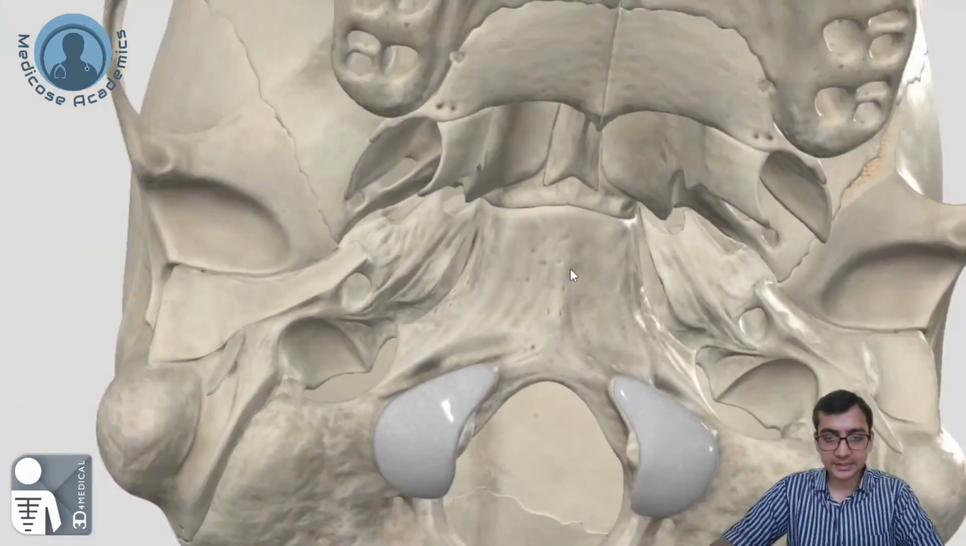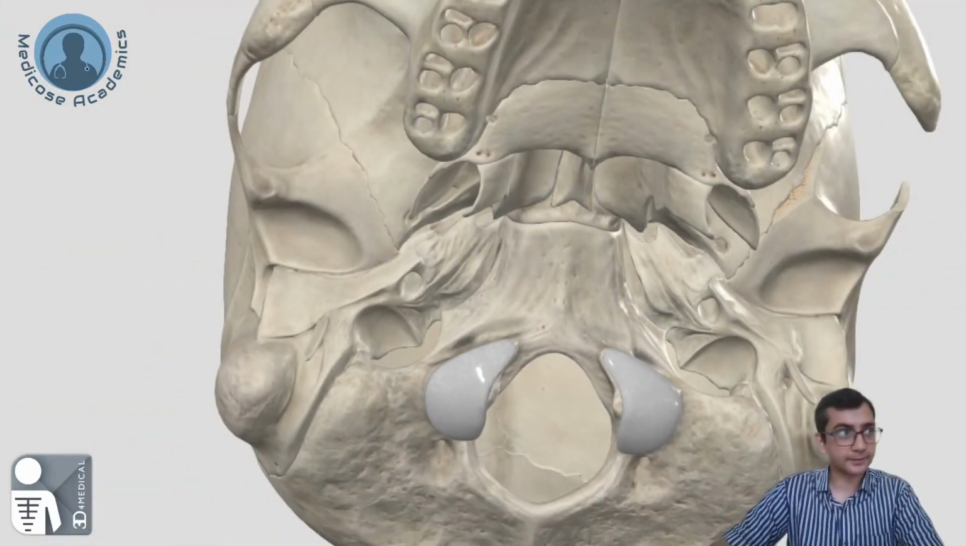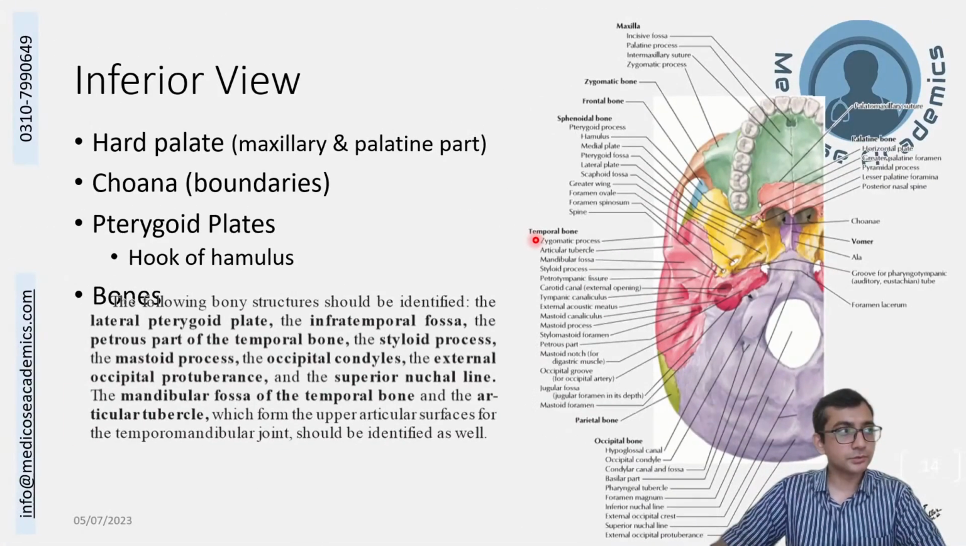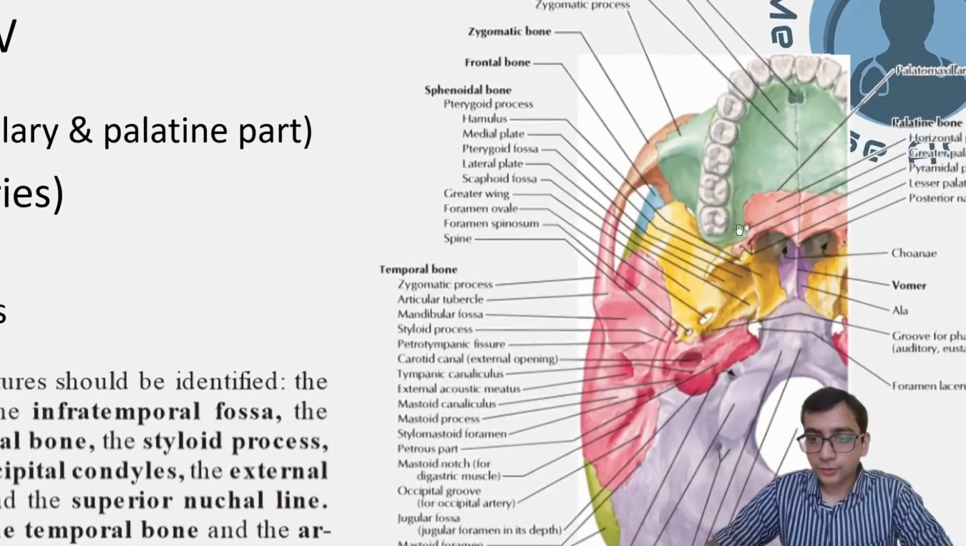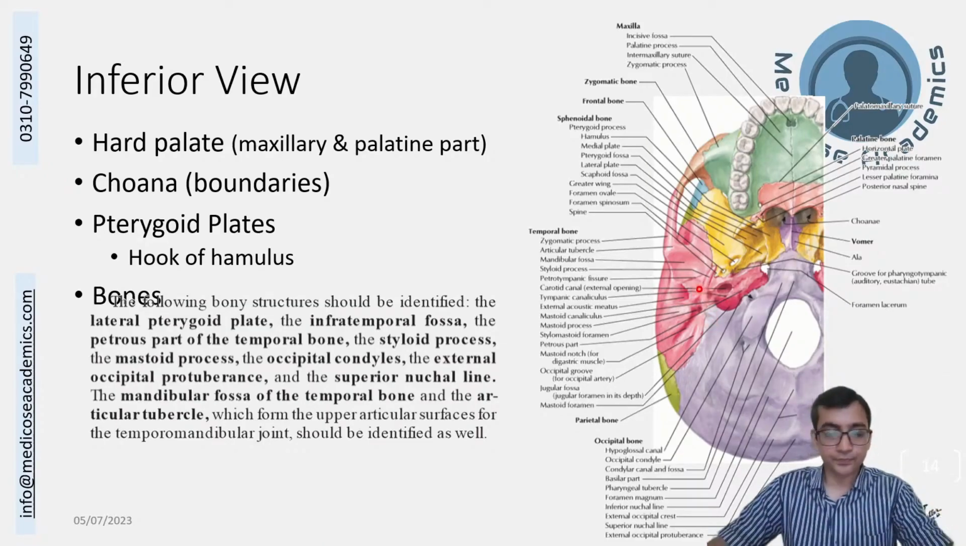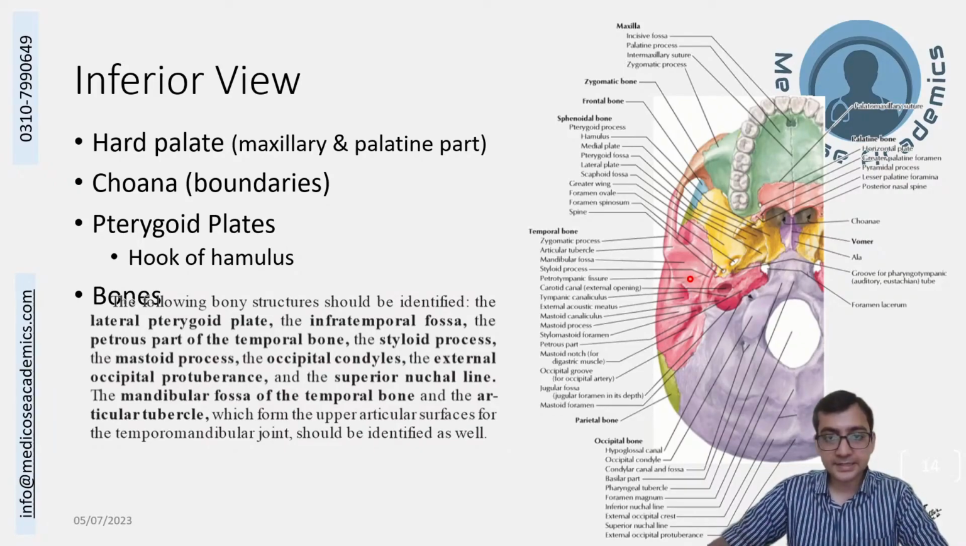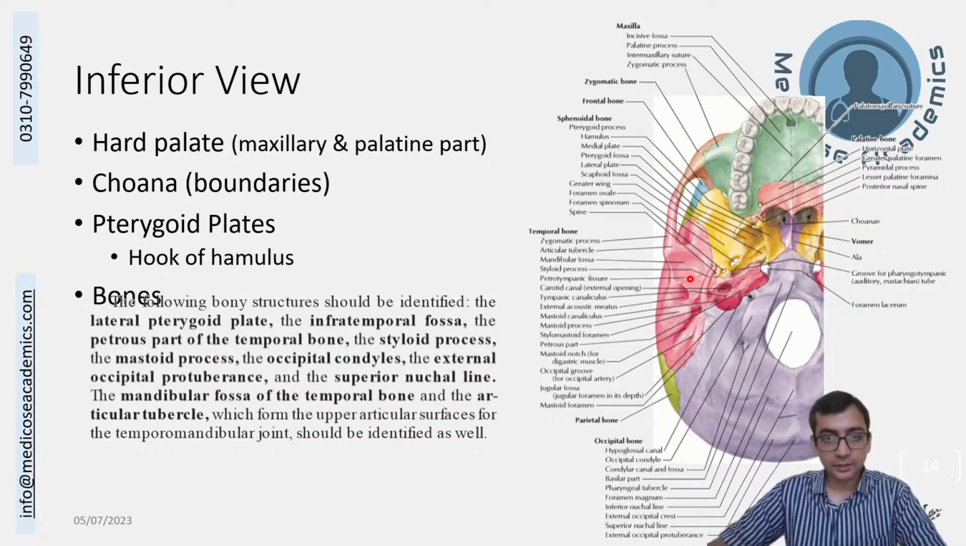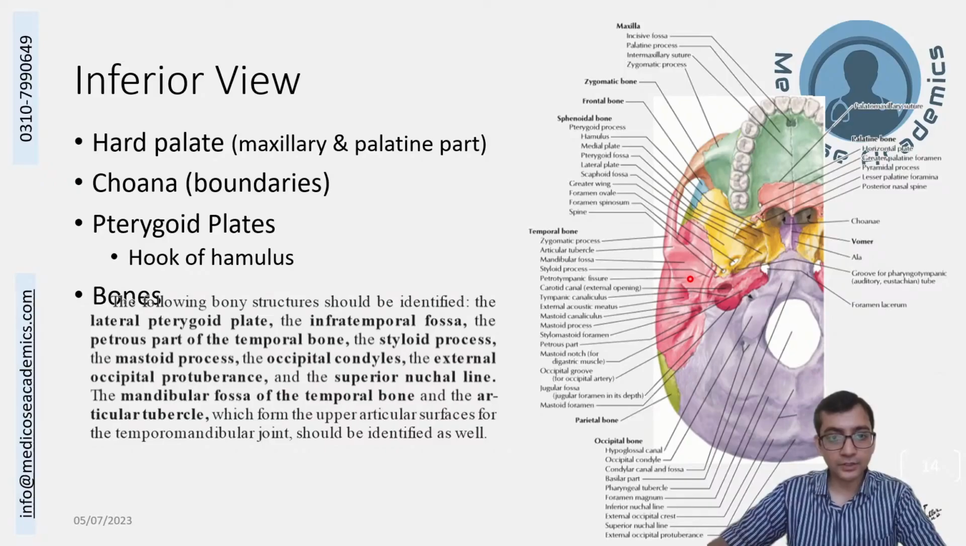Let's see on the Netter. What does Netter say? So we have seen the plates. We saw the zygomatic process, articular tubercle. We have seen the mandibular process, styloid process, petrotympanic fissure. I did not discuss this with you. This is the petrotympanic fissure. You can guess by the name of the two things.